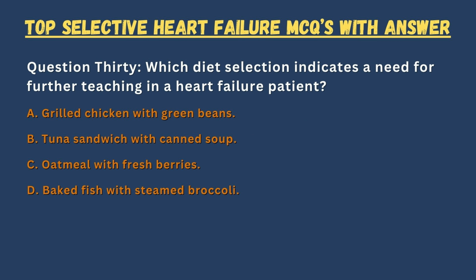Question 30. Which diet selection indicates a need for further teaching in a heart failure patient? A. Grilled chicken with green beans. B. Tuna sandwich with canned soup. C. Oatmeal with fresh berries. D. Baked fish with steamed broccoli. Answer: B. Tuna sandwich with canned soup.